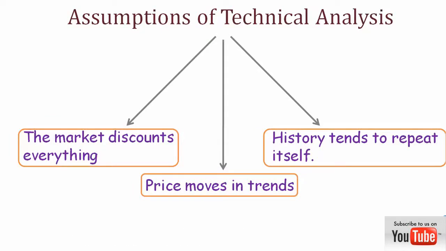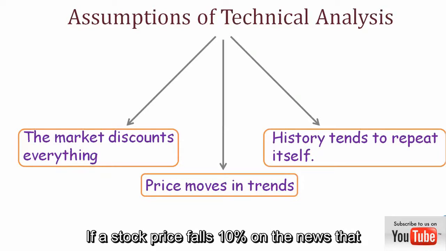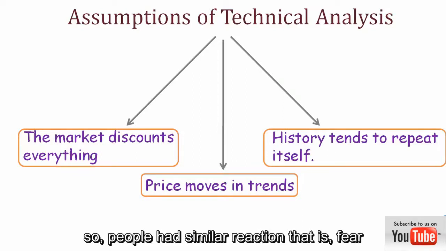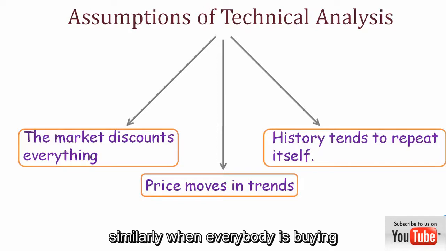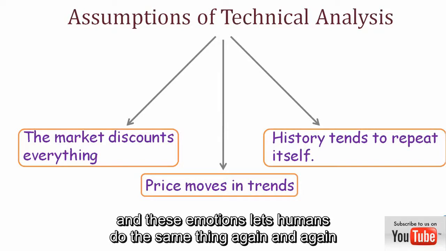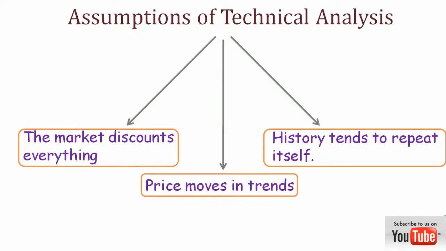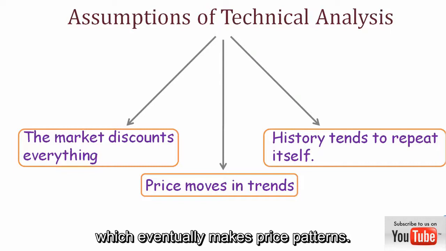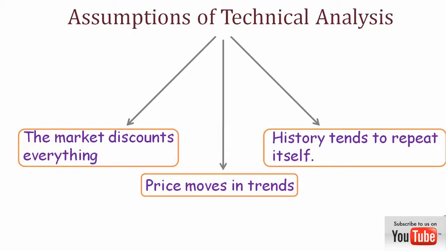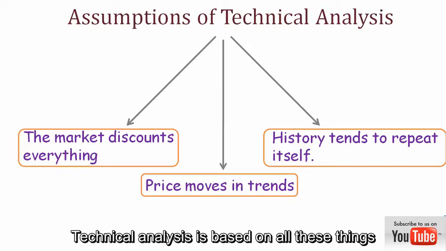So for example, if a stock price falls 10% on the news that the managing director resigned, then people get a bit scared. So people had a similar reaction, that is fear. Similarly, when everybody is buying, then the emotion is greed, and these emotions let humans do the same thing again and again over time, which eventually makes price patterns. So these were all the basic assumptions of technical analysis, which everybody should keep in mind, because technical analysis is based on all these things.